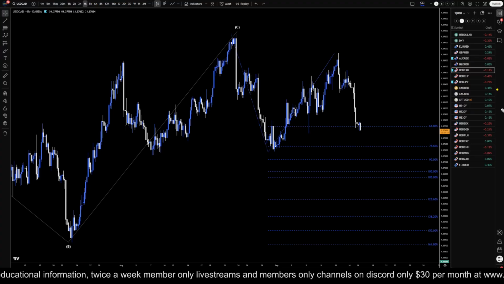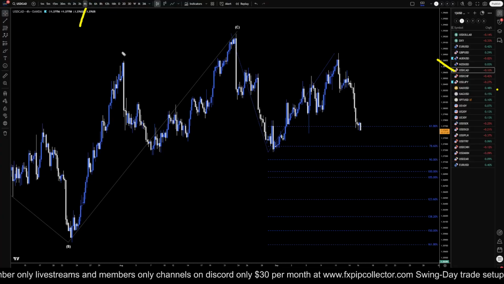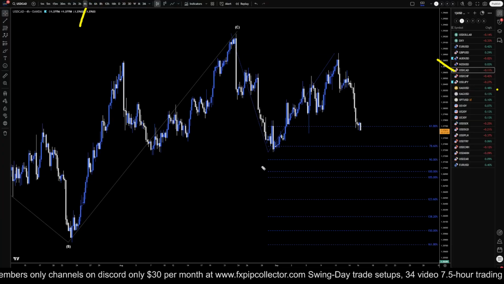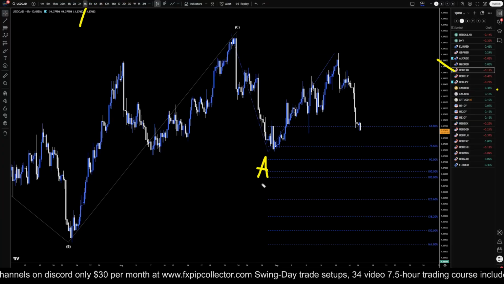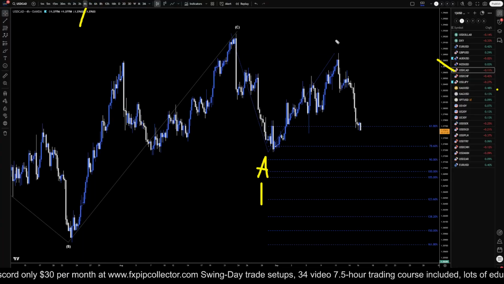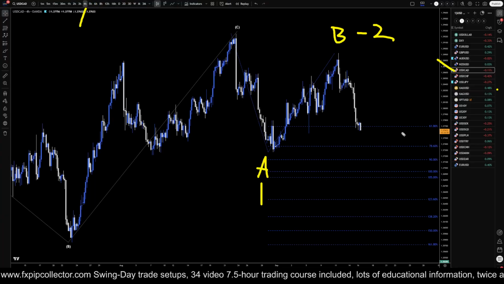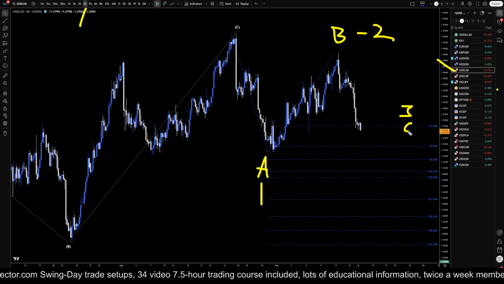Today is Tuesday, September 16th, and this is my analysis for the US dollar Canadian, and we are on the 4-hour time frame. So the US dollar Canadian is in a third wave. Now, our job definitely should be to determine whether this is an A or 1, or whether this is a B or a 2, and whether we are currently in a wave 3 or a wave C.